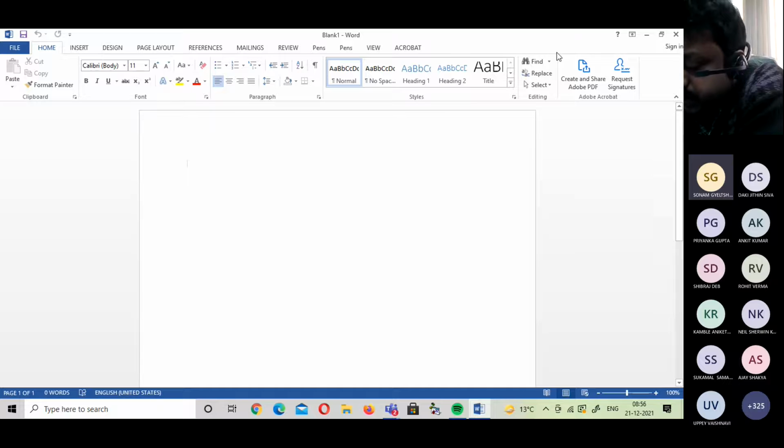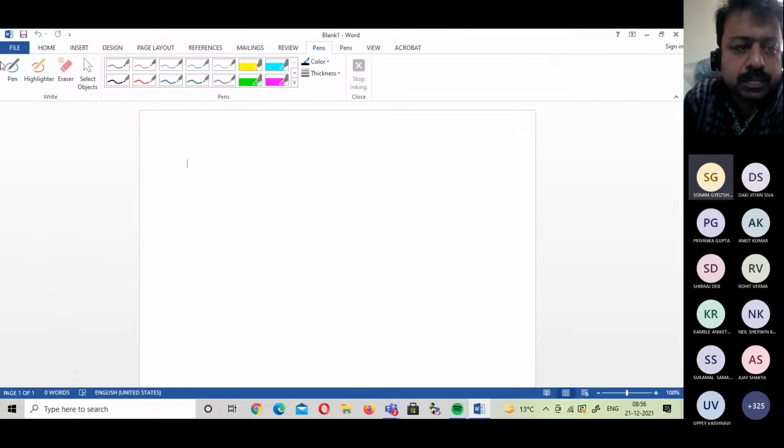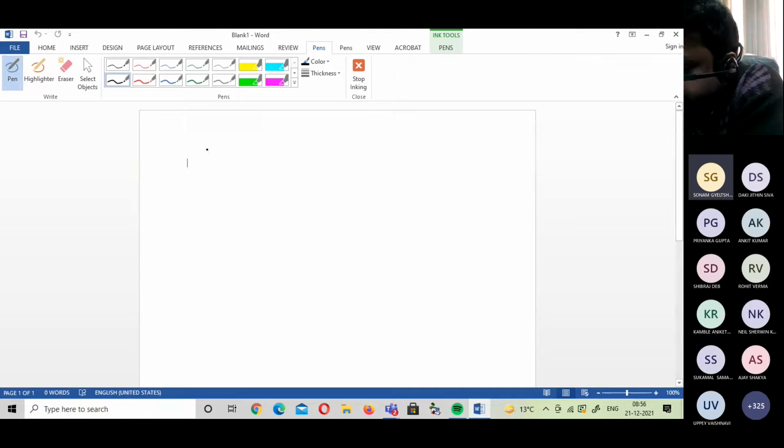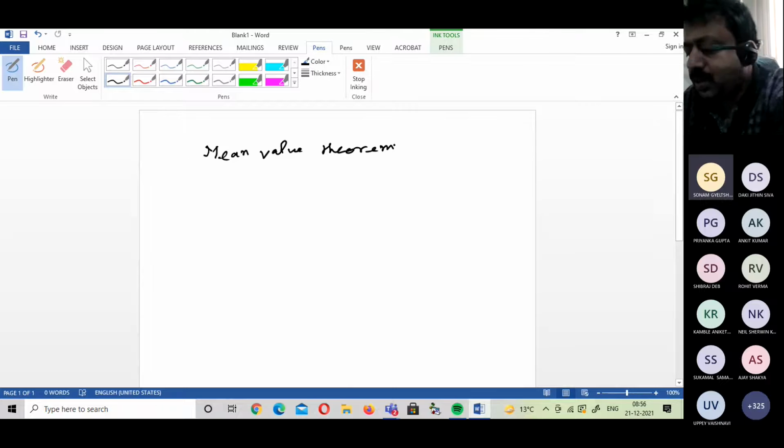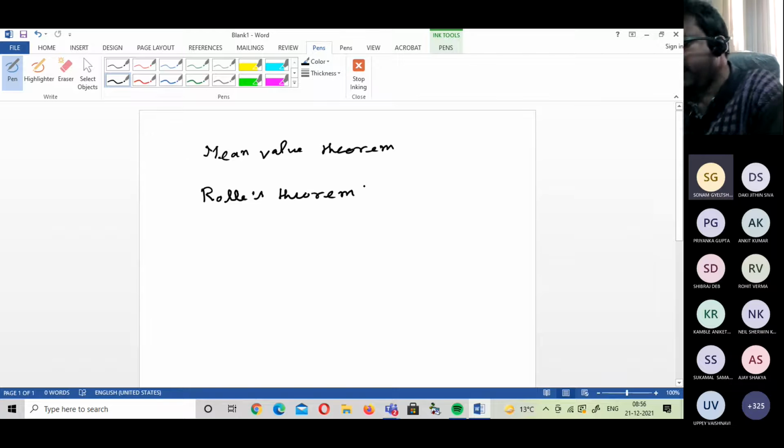Our today's discussion is mean value theorem. The first theorem that we will discuss is Rolle's theorem. Before the discussion of the theorem, first of all, we will discuss some preliminaries.